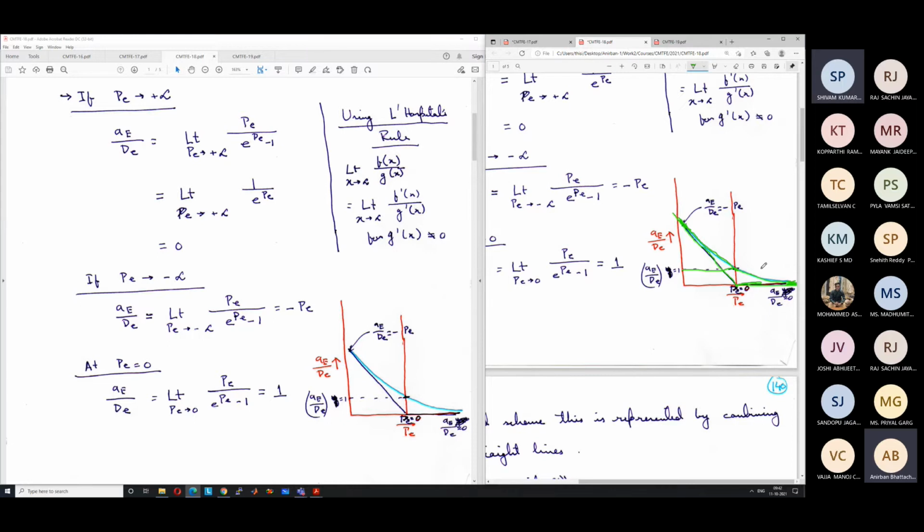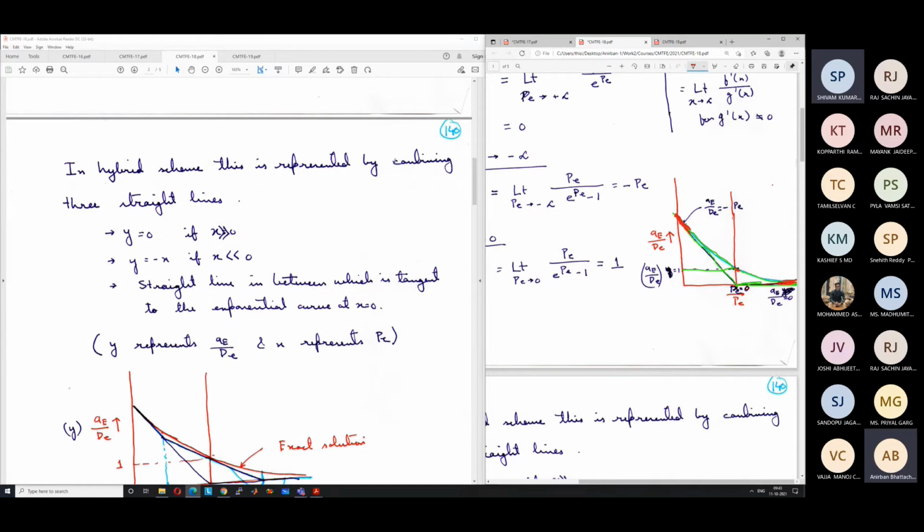For this actual curve, we have found its behavior at very large negative Peclet number, at very large positive Peclet number, and at the Peclet number equal to 0 point. So now we will try to fit some lines which can represent this curve without using exponential. That is our idea. That's why we are trying to find all these values.